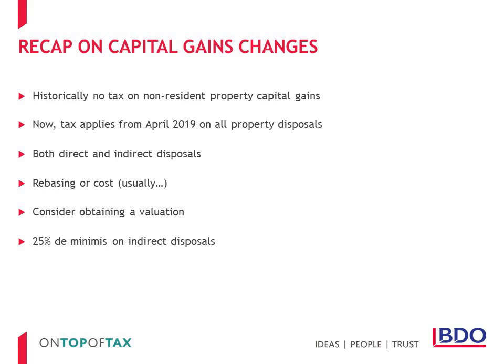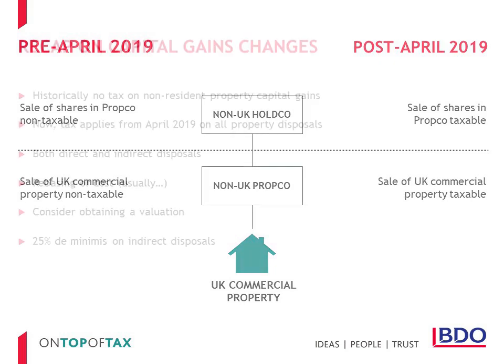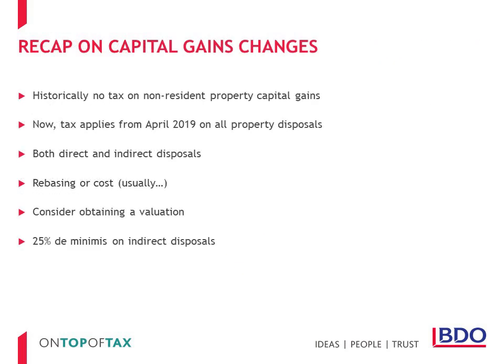From April 2019, the general position is now that UK tax applies to all real estate disposals, companies being subject to corporation tax on such gains, and other taxpayers to capital gains tax. The new charge applies to both direct and indirect property disposals. Therefore, in the simple scenario covered in this diagram, both a direct disposal of the property by the non-UK PropCo and a sale of the shares in either the non-UK PropCo or the non-UK holdco would now generally be subject to UK tax. That being said, the rules were introduced with the intention of taxing only economic gains arising after the new legislation was introduced.